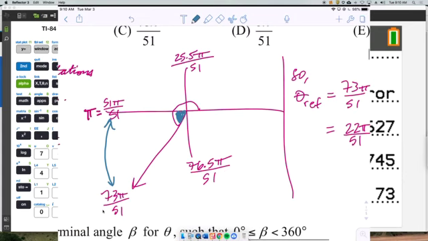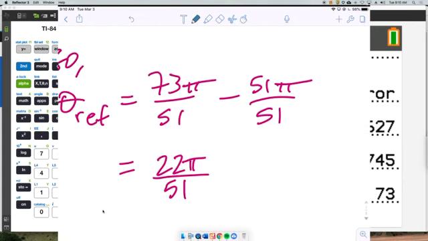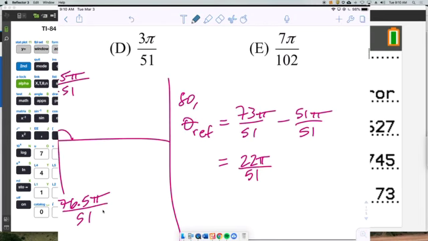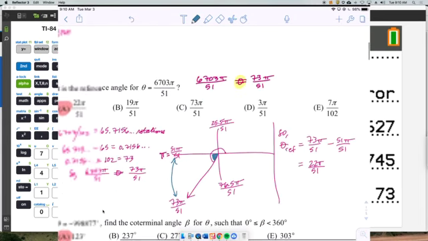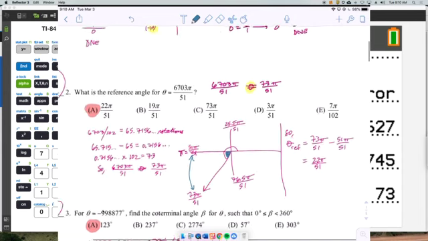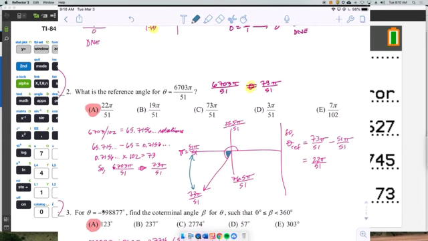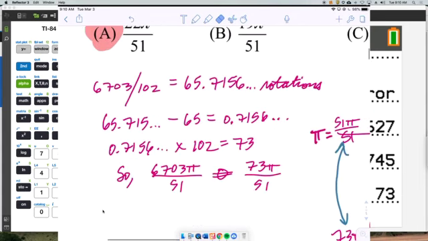Well, 73 minus 51 is 22. And there's your reference angle, 22. Now notice all the work that I'm showing. Tomorrow on the retest, I'm going to expect you to show everything that I just wrote, okay? There's a higher burden of proof now. Higher burden of proof. So I do want to see this.